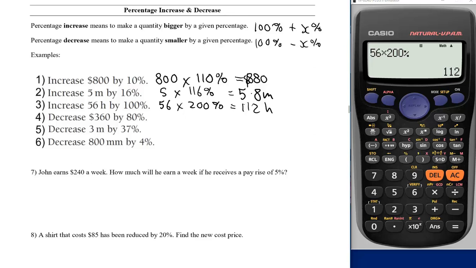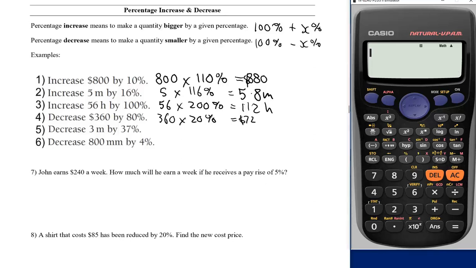All right, let's look at decrease. So for this example, we're decreasing $360 by 80%. So it's going to be 360 times 100 minus 80, which is 20%. So 360 times 20% equals $72.